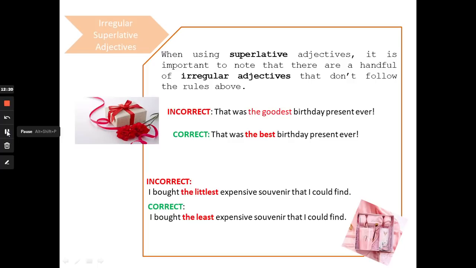The same for this case. If you say, I bought the littlest expensive souvenir that I could find, this is wrong, right? The correct one is, I bought the least expensive souvenir that I could find. So you know that the superlative adjective for little is least. You cannot say littlest by adding est. This is totally wrong.